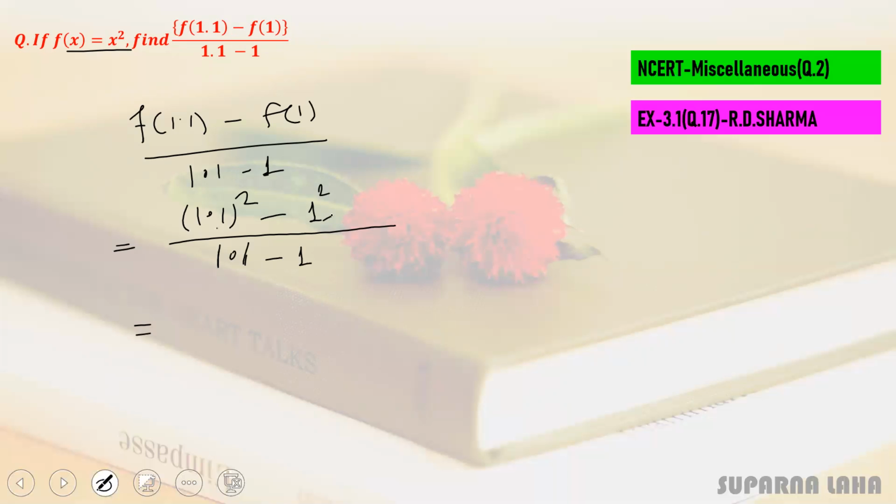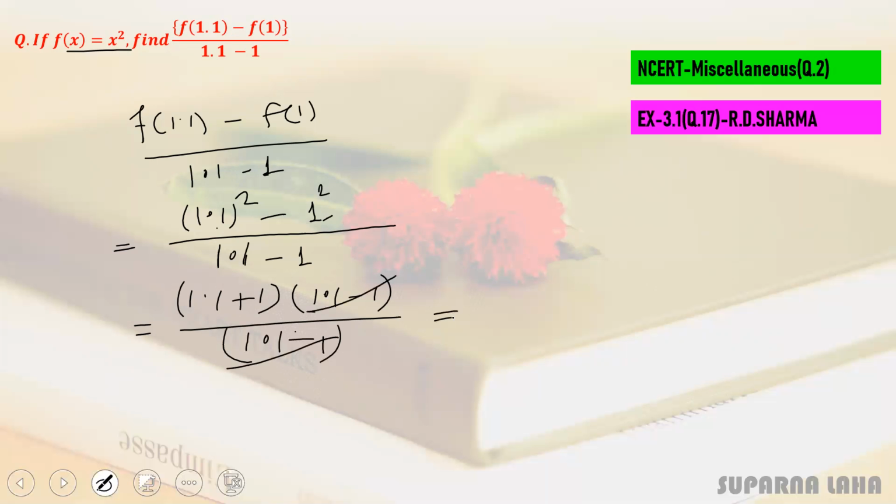A square minus b square. So put the formula: 1.1 plus 1 and 1.1 minus 1, divided by 1.1 minus 1. So this factor will cancel and the remaining term is 2.1. So this is the answer.